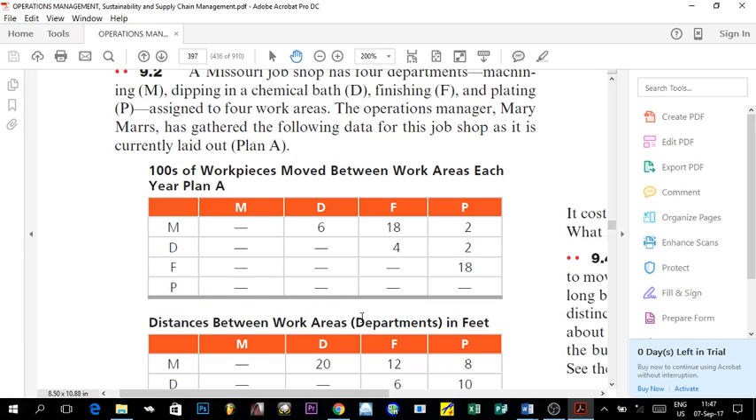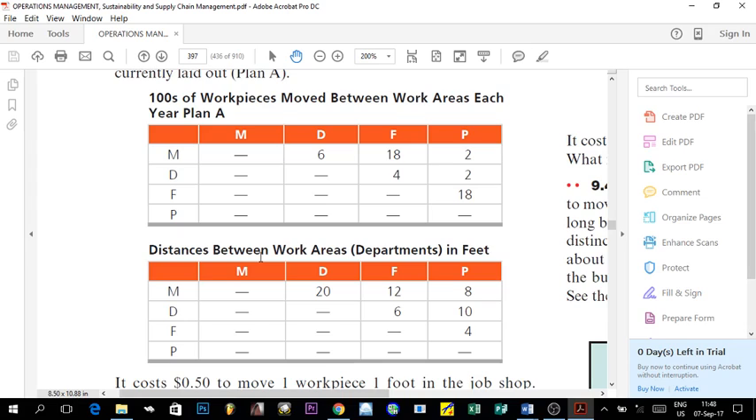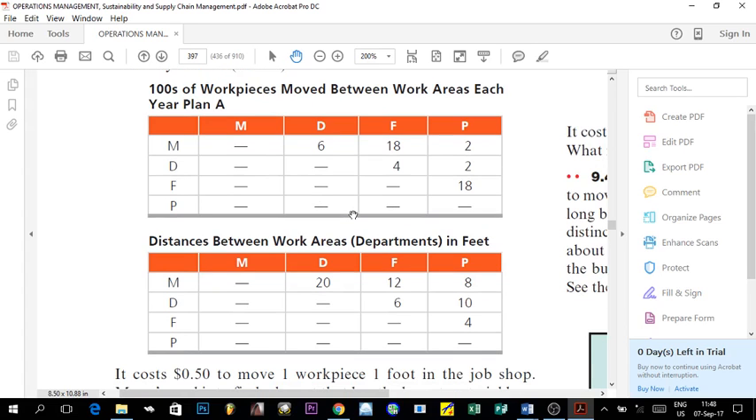Now in this one we have four departments. We have M, D, F, and P. It says that we have 600 work pieces, because here it is in 100. So we have 600 work pieces that are moving from M to D, and we have 1.8 that are moving from M to F, and so on and so on. The reason why there are dashes here just means that this one is the other way around. We have 600 that are moving from M to D, which is almost the same as saying we have 600 that are moving from D to M. So it's the same thing. Now this is the workflow matrix, or the flow matrix, sorry.